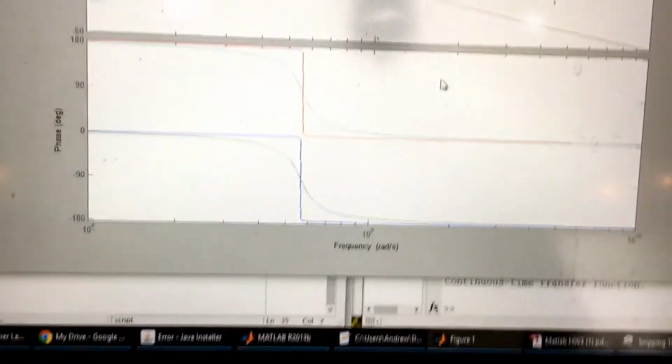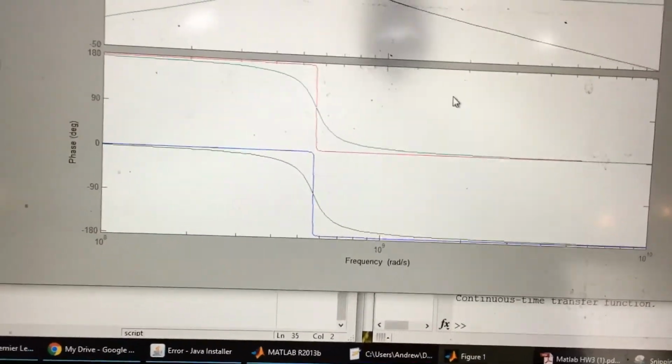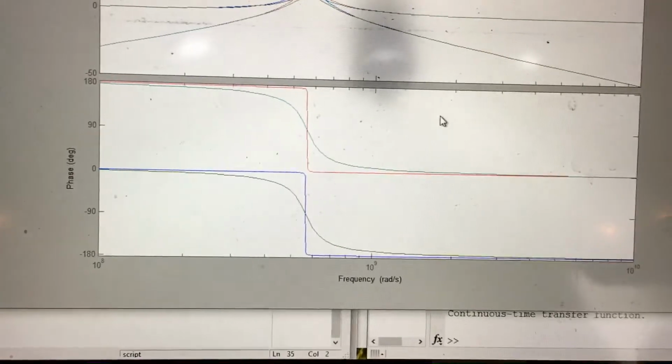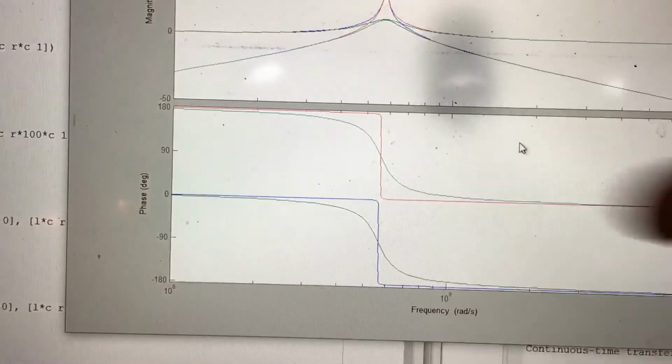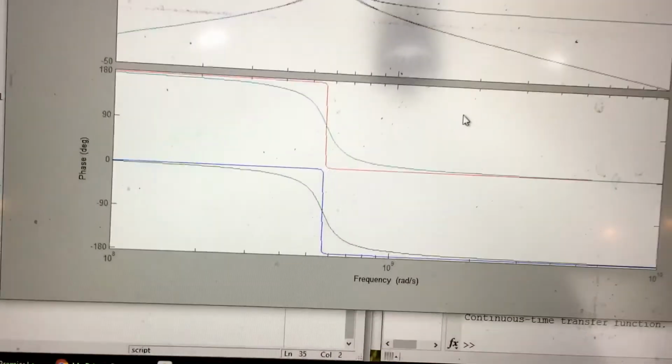And then for the phase, a low pass has a negative phase, and a high pass has a positive phase. So that's the main difference between the two of those.